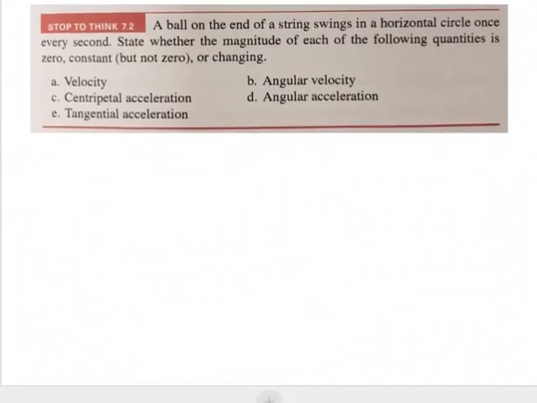And the last thing for this section now, a ball on the end of a string swings in a horizontal circle once every second. State whether the magnitude of each of the following quantities is zero, constant but not zero, or changing. So each one of these requires an answer, and they could be all the same, could be different, we don't know, okay? But it's not like we're choosing one answer. Each one requires an answer. So take a second to think, and we'll come back.